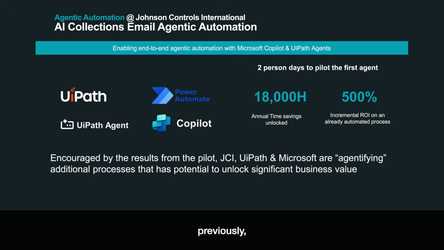Previously, there are people who are working on classification of the invoice intent and the extraction of the invoice number or amount, which used to take time. But we worked with Microsoft, and we used Power Automate UiPath Agent to tackle this use case. And as a result, we were able to unlock 18,000 hours of saving annually. And we were able to increase the ROI by 500%.